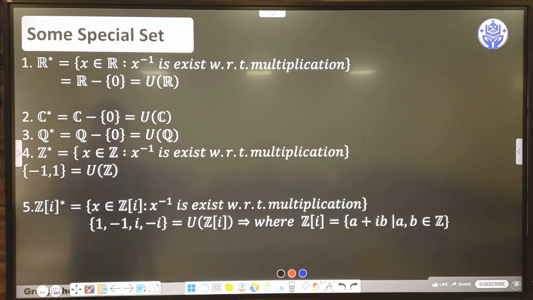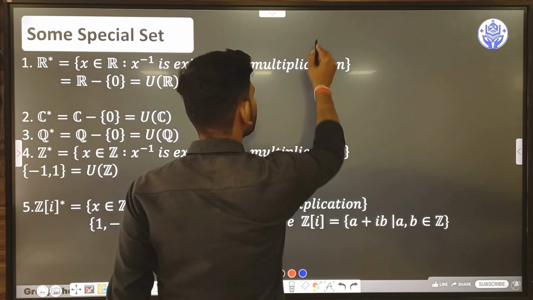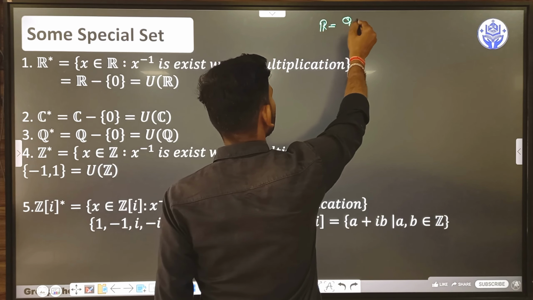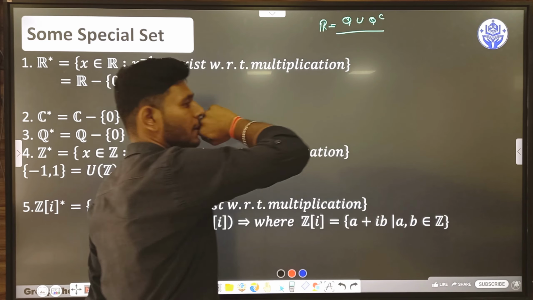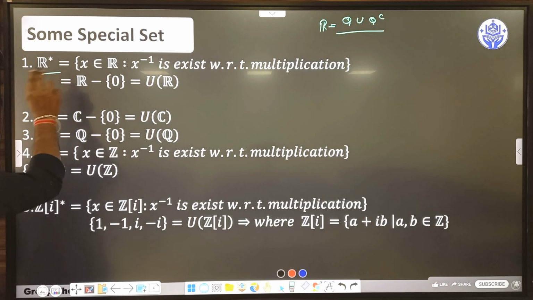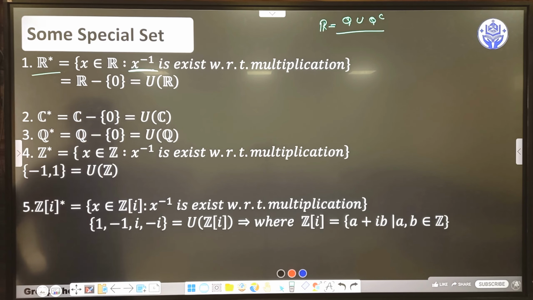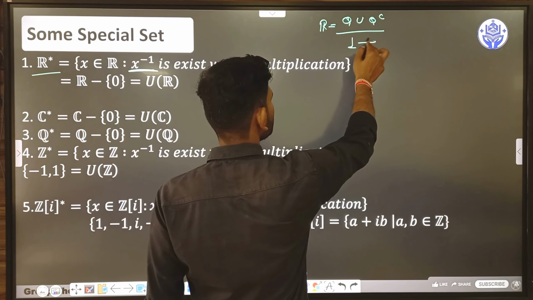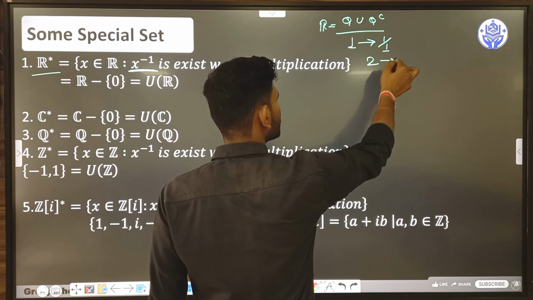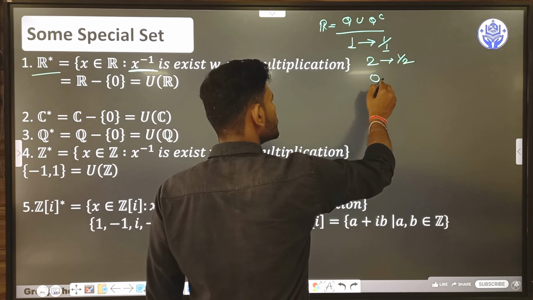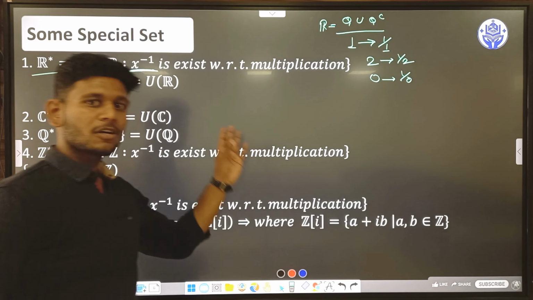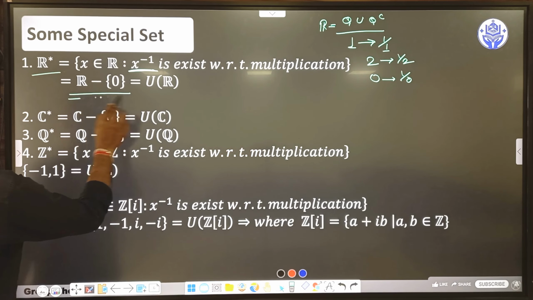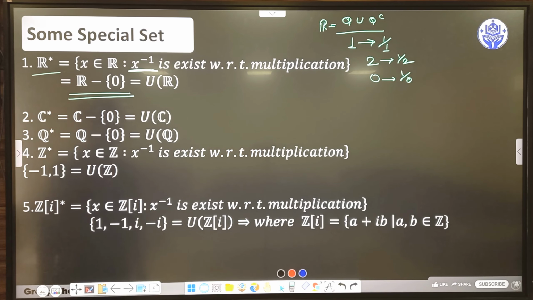Now we have some special sets. R star. What is R? R is the set of real numbers, in which we have Q, the rational and irrational numbers. What do you mean by R star? Whenever you define R star, it means x inverse exists. So for each element, the inverse exists. For 1, the inverse with respect to multiplication is 1 by 1. For 2, the inverse is 1 by 2. What about 0? Can I write 1 by 0? Infinity does not belong to the real numbers. So R star is the set in which no 0 is there, whose inverse does not exist. So this is the thing.